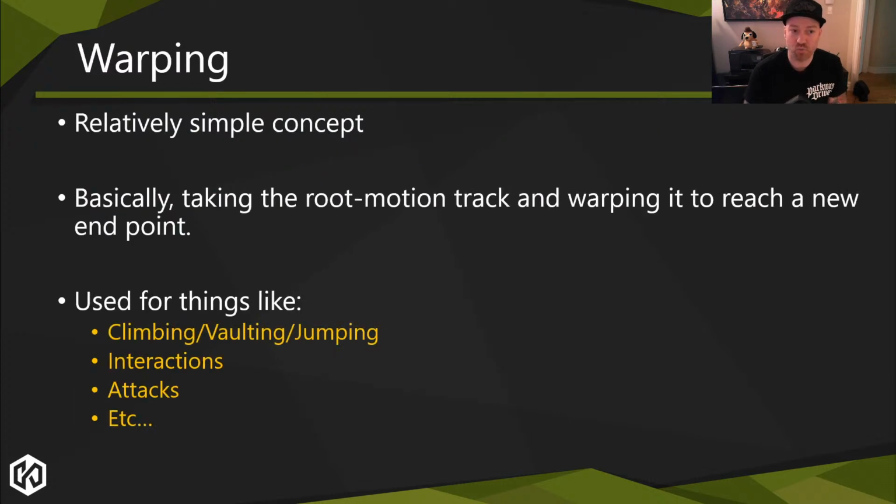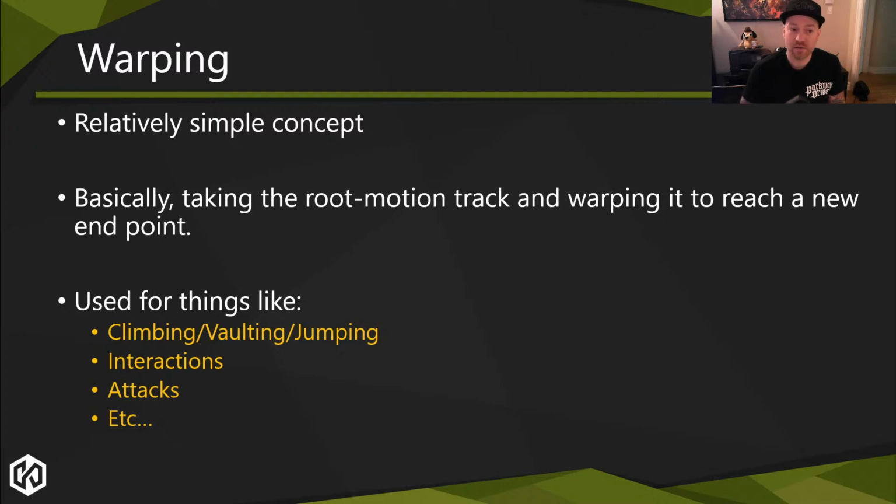The other approach is warping. Basically all we do is take that track and warp it, be it stretch, modify, whatever, just to reach a new endpoint. And this is how things like parkour, interactions, attacks, and all that kind of stuff is done. In a lot of games, you see the character, let's say they want to open a door, but they're at a weird angle, and then they slide into position and then they interact with the door. That is the warping.